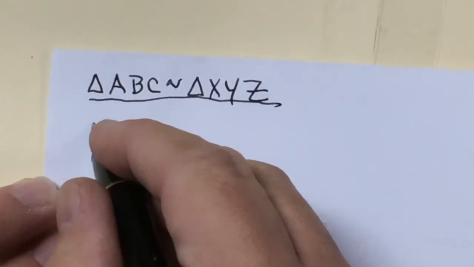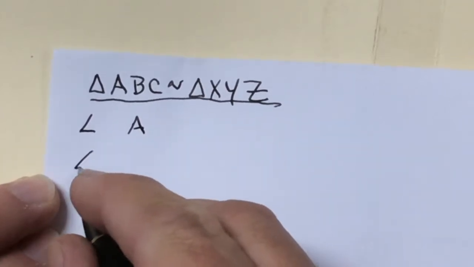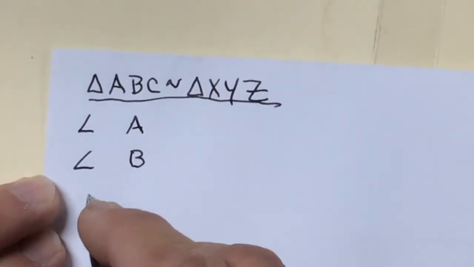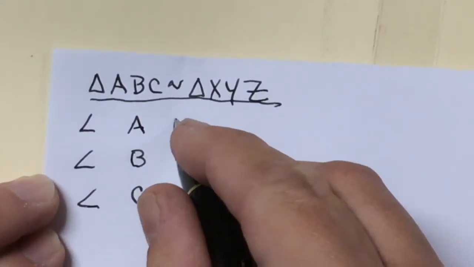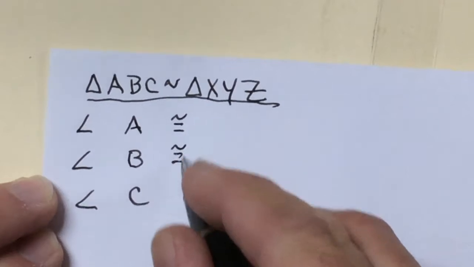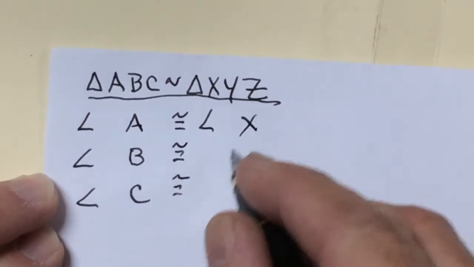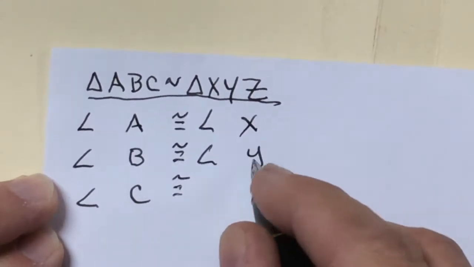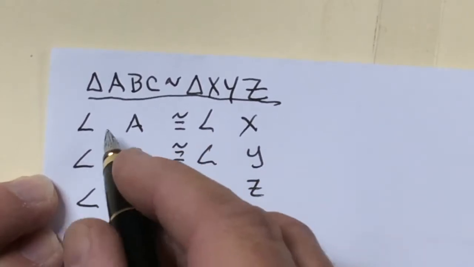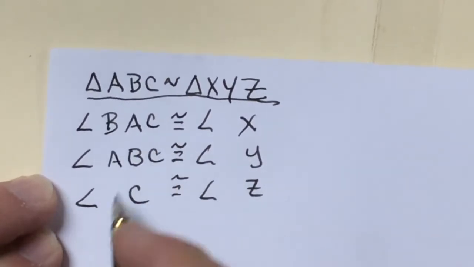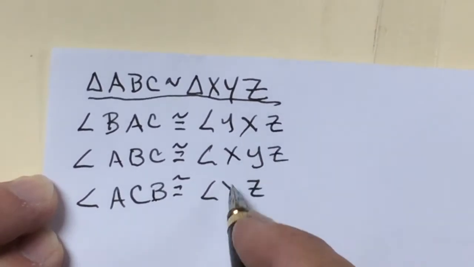One thing it means is that the angle that has the vertex A, the angle that has the vertex B, and the angle that has the vertex C is congruent, each of them respectively, to the angle with the vertex X, Y, and Z. And I'm going to fill in so that we know what we're doing. BAC, ABC, ACB. Those three angles are congruent.